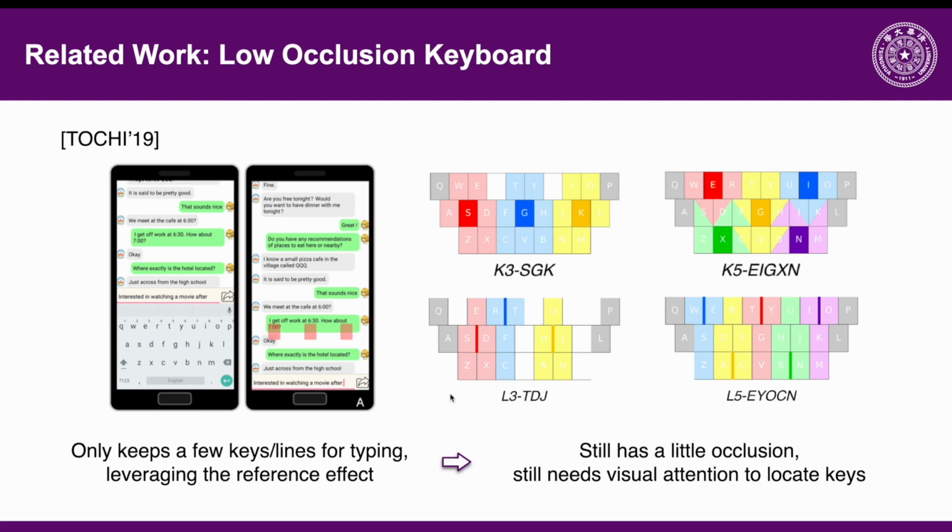To address the occlusion problem, another work has explored a low occlusion keyboard. The authors hide most of the keys on the keyboard, displaying only a few keys or lines for users to locate the touch positions. Results show that users can access more information in typing tasks. However, this keyboard does not completely eliminate the occlusion, and users still need visual attention to locate keys.